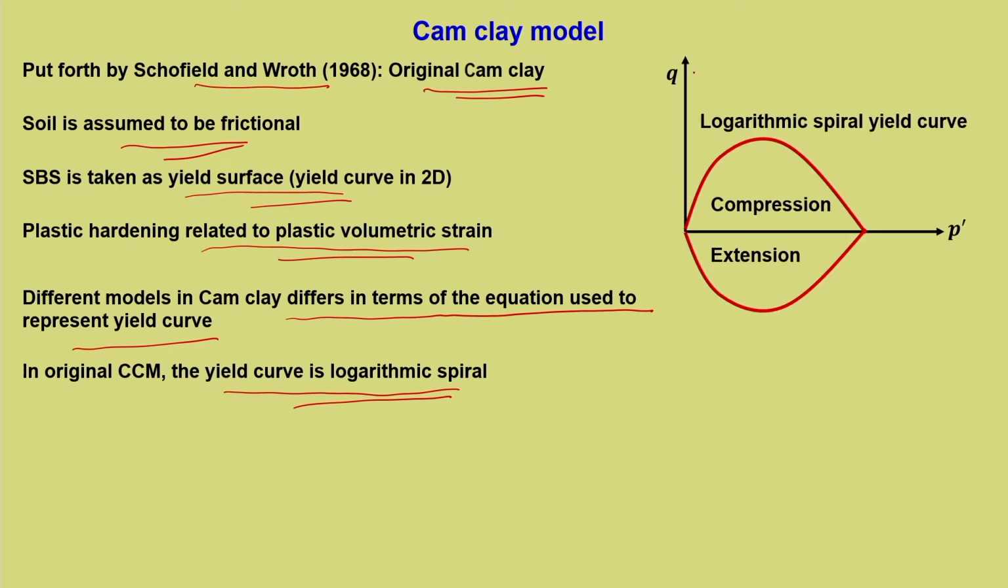So it looks something like this. It is in Q P dash plot. The yield curve is shown in this manner. So this is the yield curve. Now this is the logarithmic spiral yield curve.